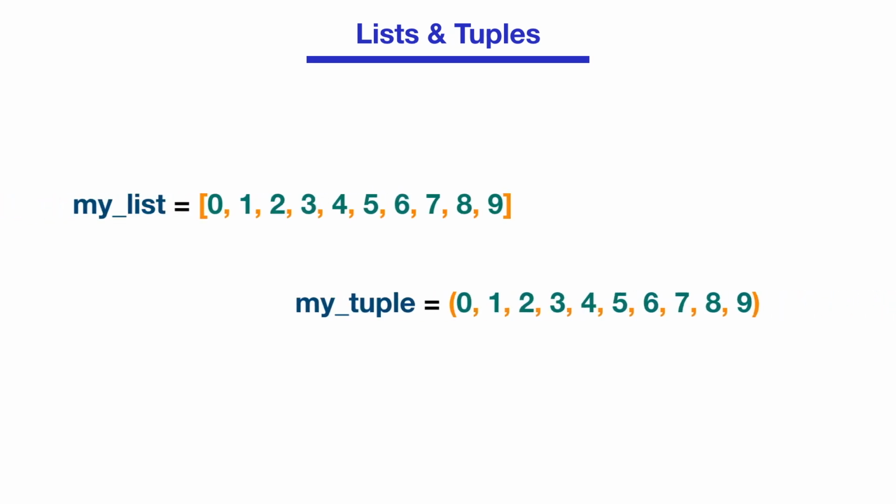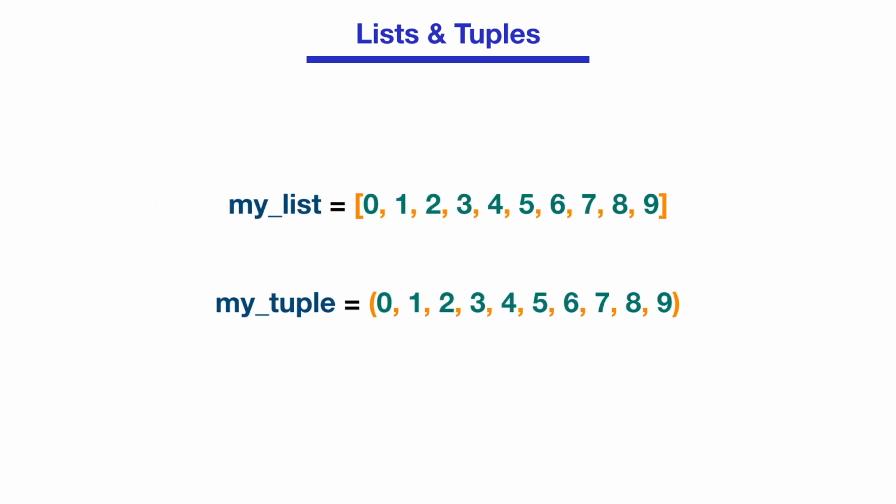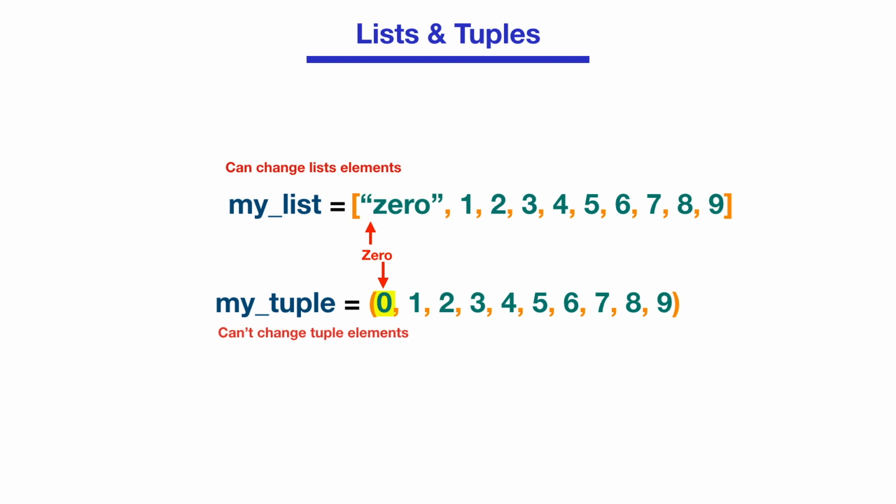Let's say I have a list and a tuple and I've assigned 10 elements to each container and they both contain the numbers 0 to 9. Now let's say I want to change the first element to the word 0, but keep everything else the same. With a list I can do that, but with a tuple I can't, unless I create a new container and assign it to the old tuple.